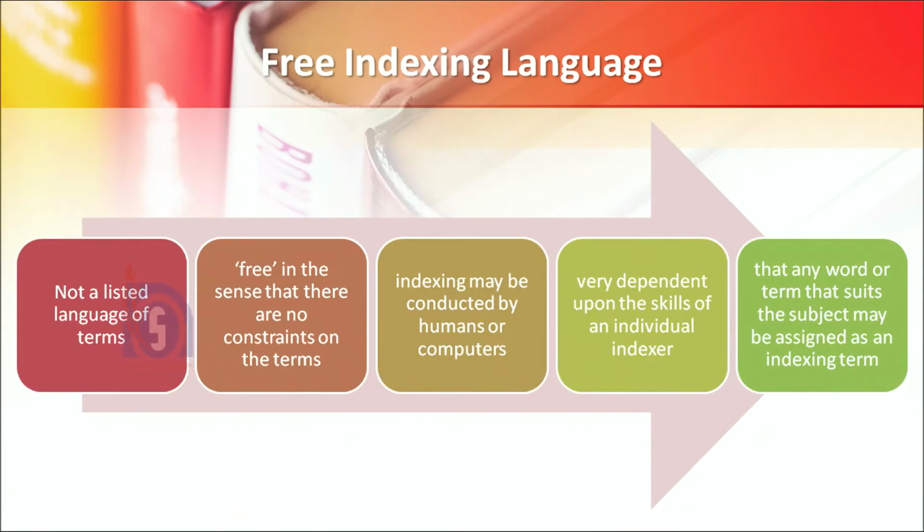Now we will discuss the free indexing language, basically what the free indexing language is and why it is important in the information retrieval system. Basically, free indexing language is not a listed language of terms. Free in the sense that there are no constraints on the terms. The third point is indexing. Indexing may be conducted by humans or computers, and free indexing language is very dependent upon the skills of individual indexers. In free indexing language, any word or term that suits the subject may be assigned as an indexing term.